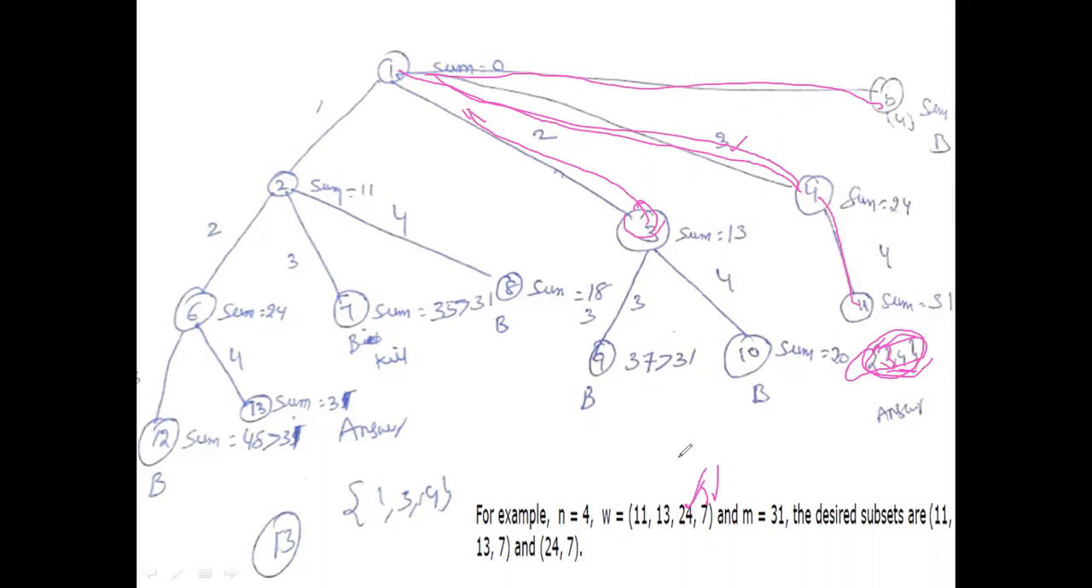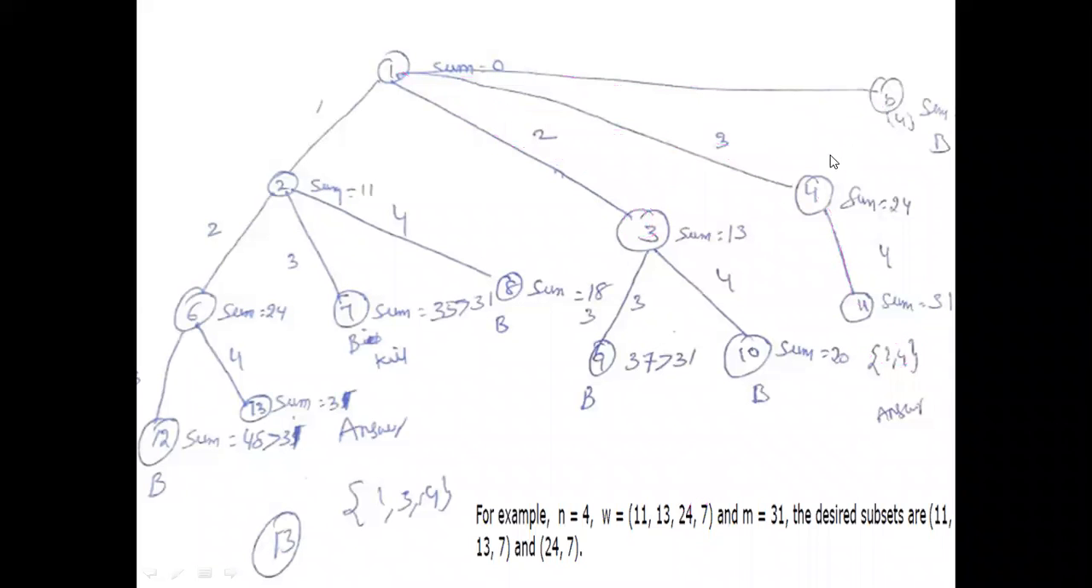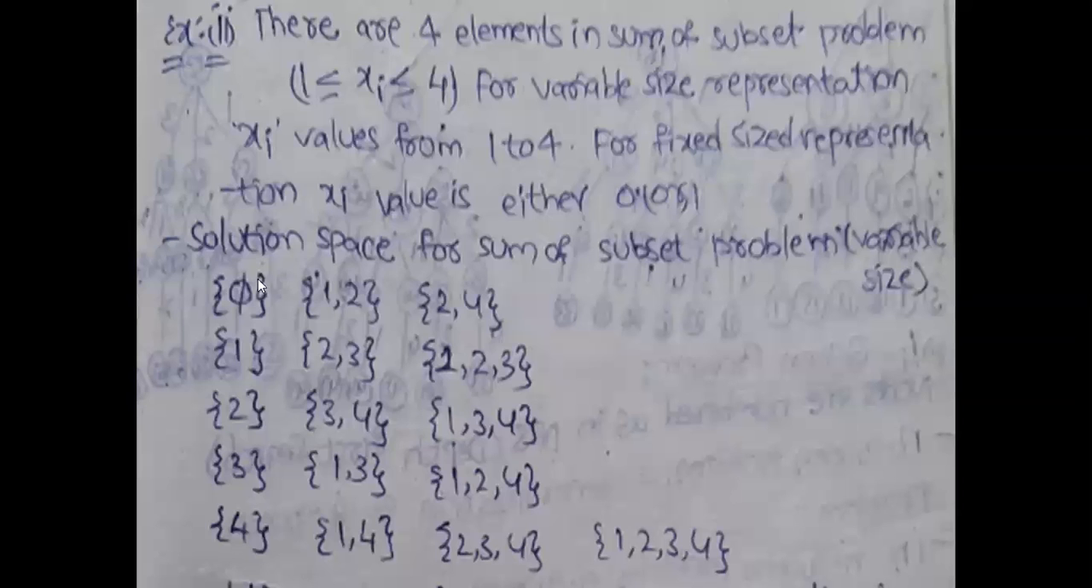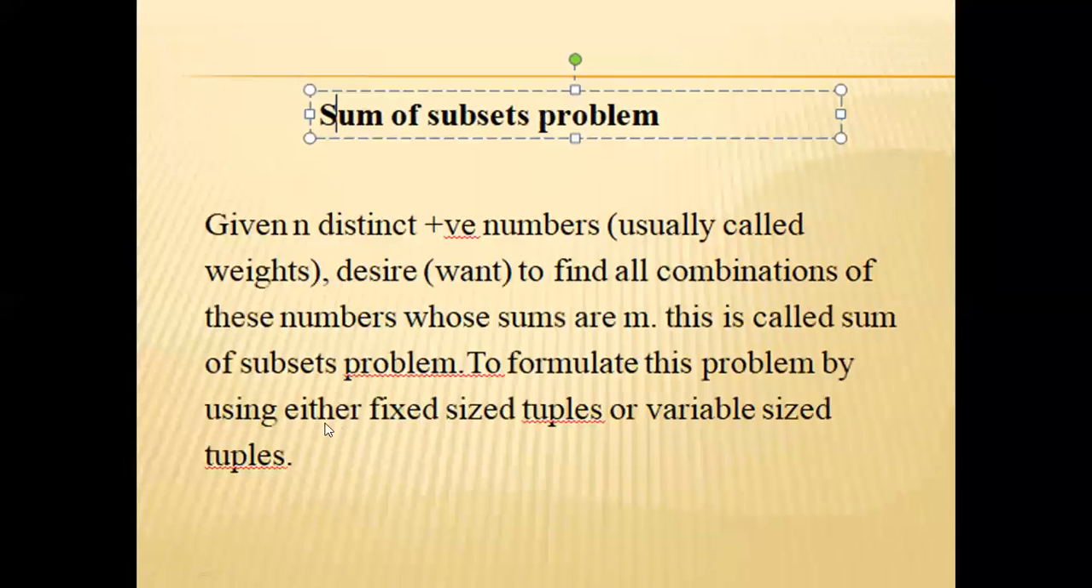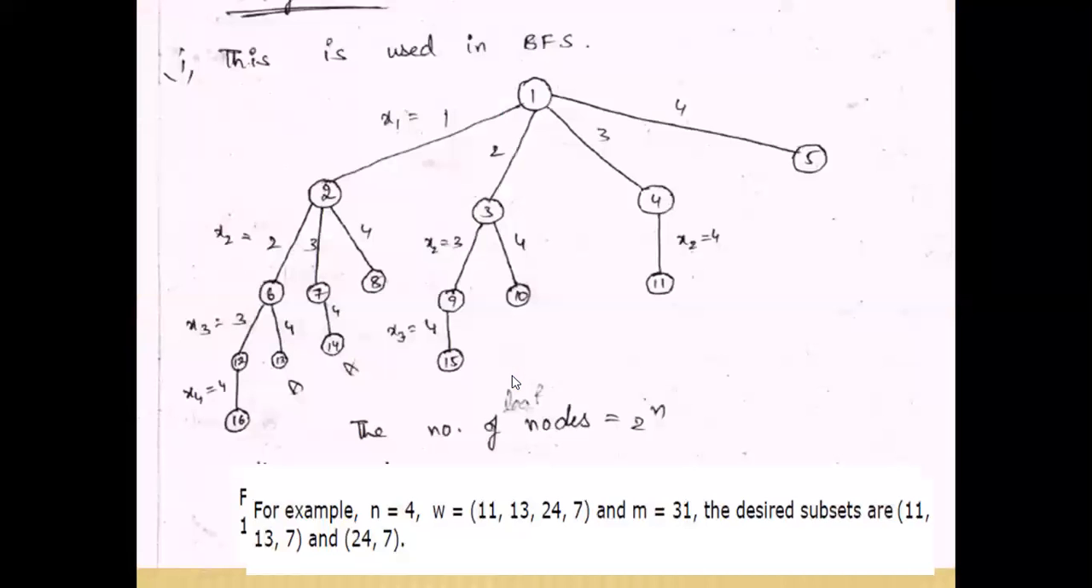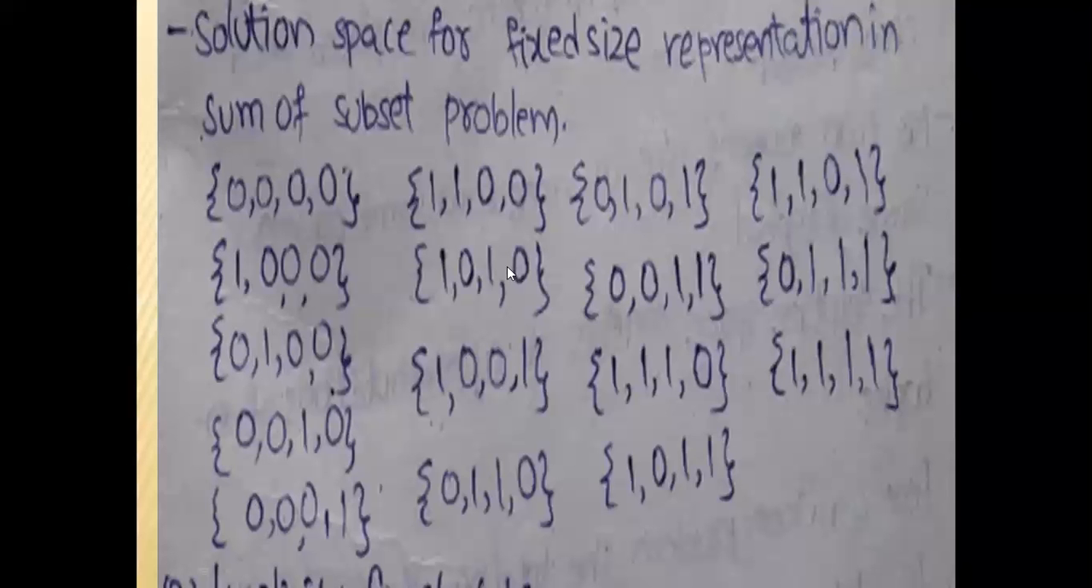Here in the sum of subset problem, the solution is represented by variable size, that is variable size means every solution has different size. Here only a single element, here two elements, here three elements, here four elements. So in the sum of subset problem, the first one is variable size representation. The same problem can also use fixed size representation.